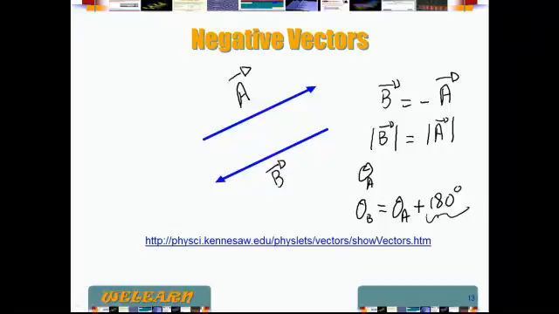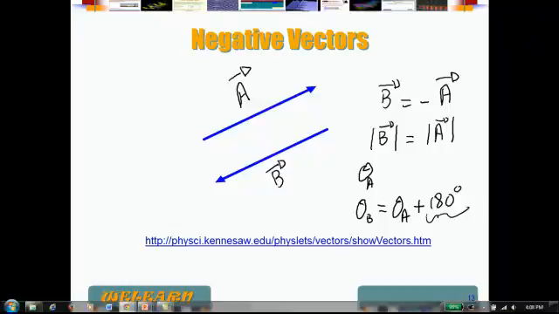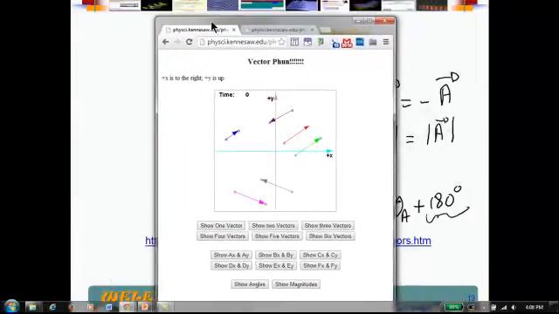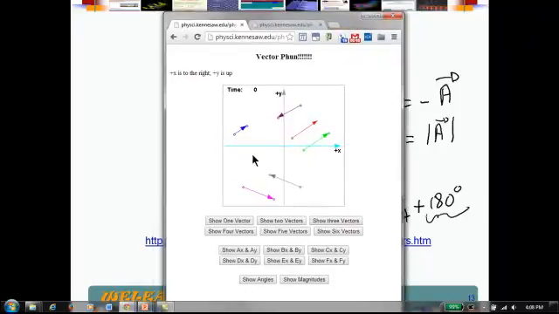Let's again go to the simulation and look at our vectors and decide which ones are negative of each other. They have to have the same magnitude, like these two, and they have to have opposite directions, like these two. Oops. Let me get it to show them again, because if I act on the tip, I change both the magnitude and the direction of the vector. So they are equal in magnitude and opposite in direction.